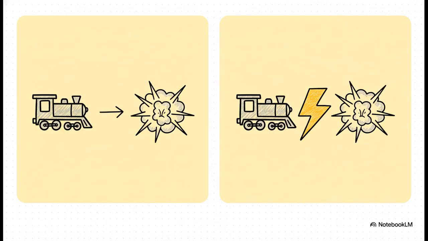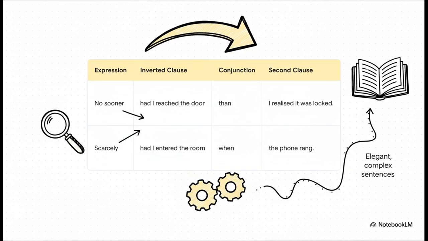And then you've got these classic little combos, like hardly when. It's like a chain reaction. The sentence on the left is fine, but look at the inverted one on the right. Hardly had the train left. It creates this awesome tension. It's like, bam, this thing happened, and then immediately the other thing. And this slide breaks it down perfectly. It's like a recipe. You start with your trigger expression, like no sooner. Then comes the inverted part, had I reached the door. You add your connecting word, like than or when, and then you finish it off with what happened next. It's a really elegant way to build a sentence.